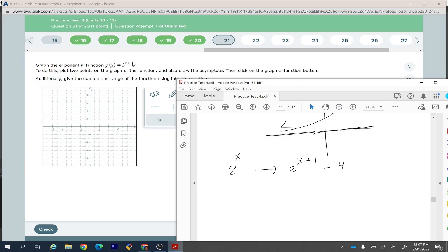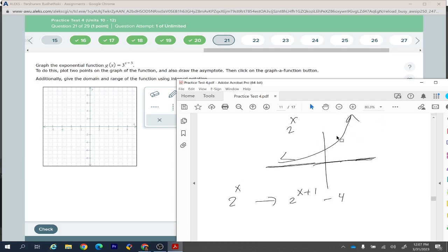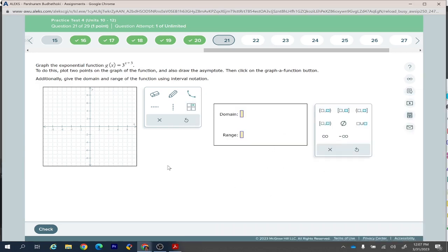Plotting the graph, it's the same graph but shifted 3 units to the left. Okay, so the domain is all real numbers, which is from negative infinity to positive infinity. Range is from 0 to positive infinity, not including 0, because y equals 0 is your asymptote.